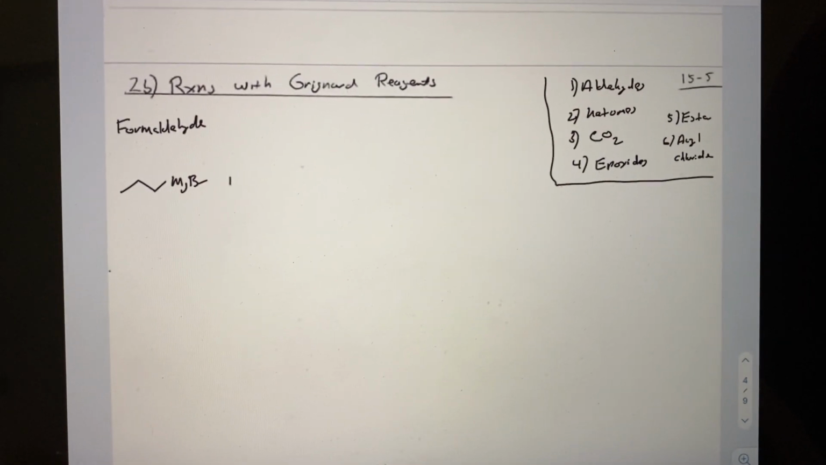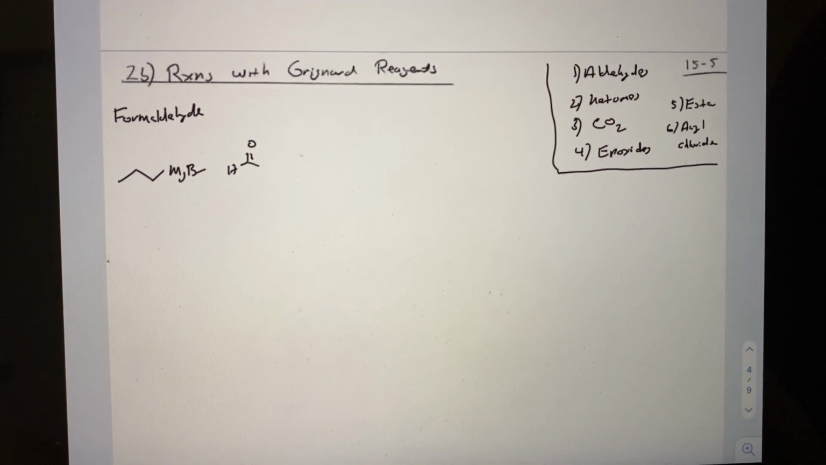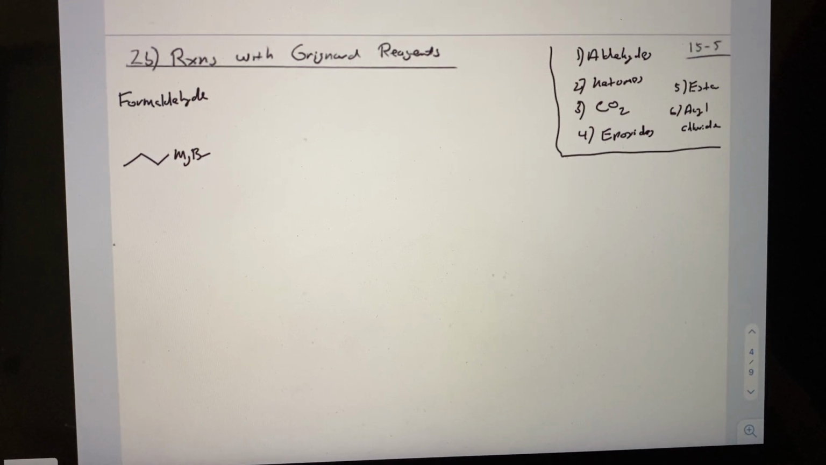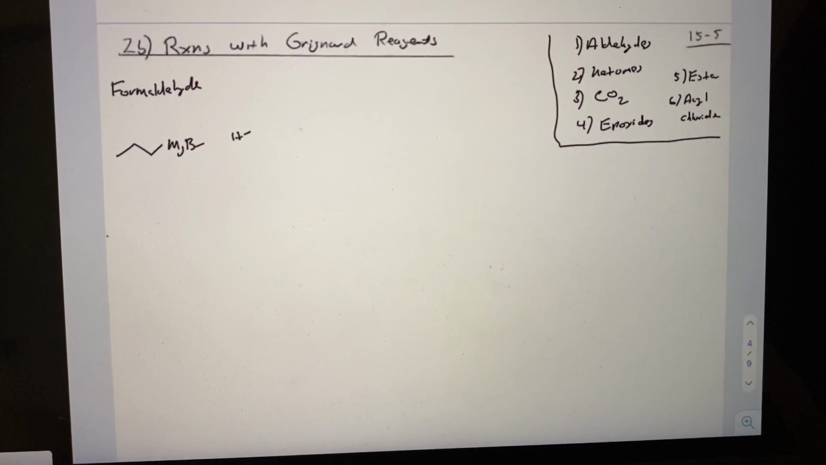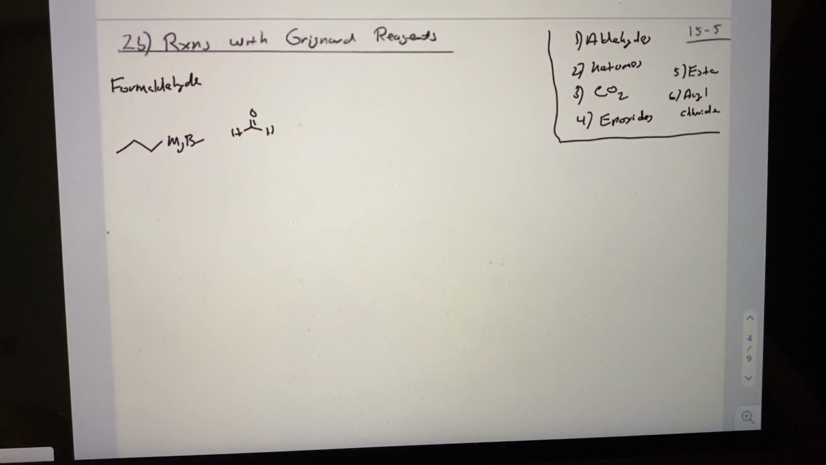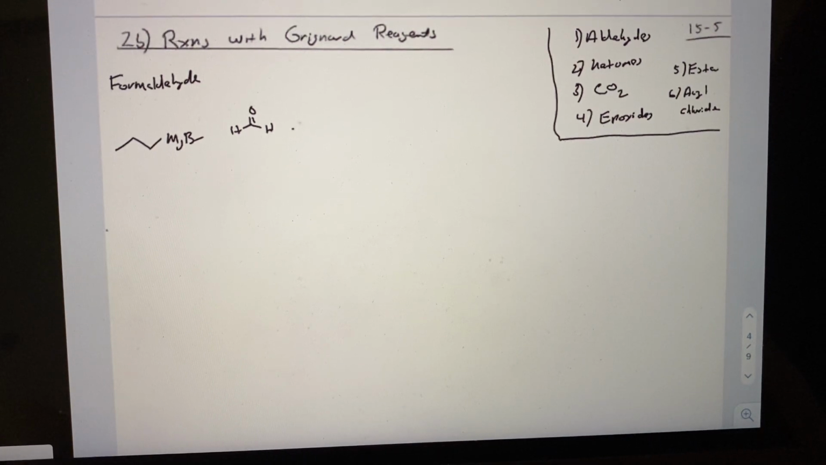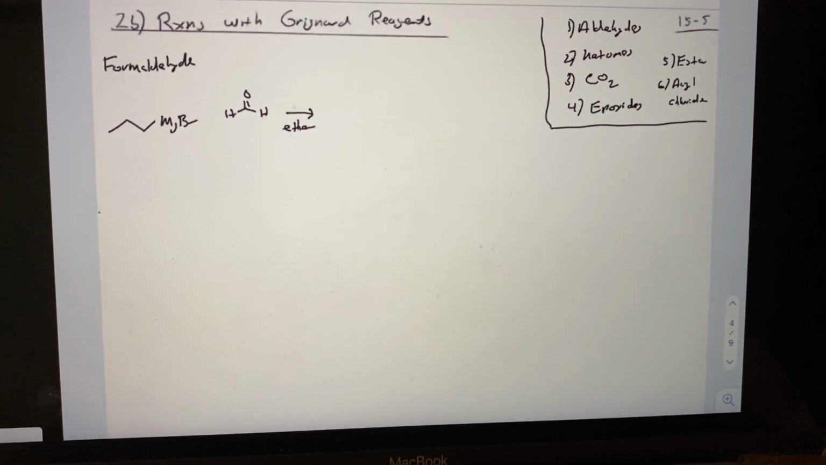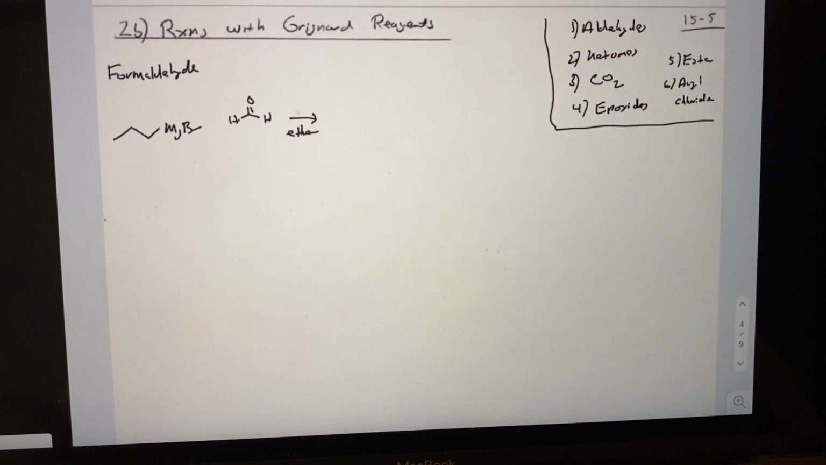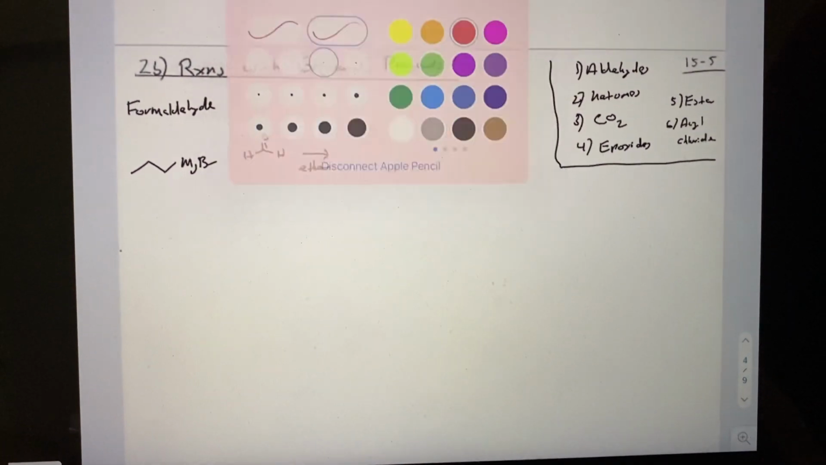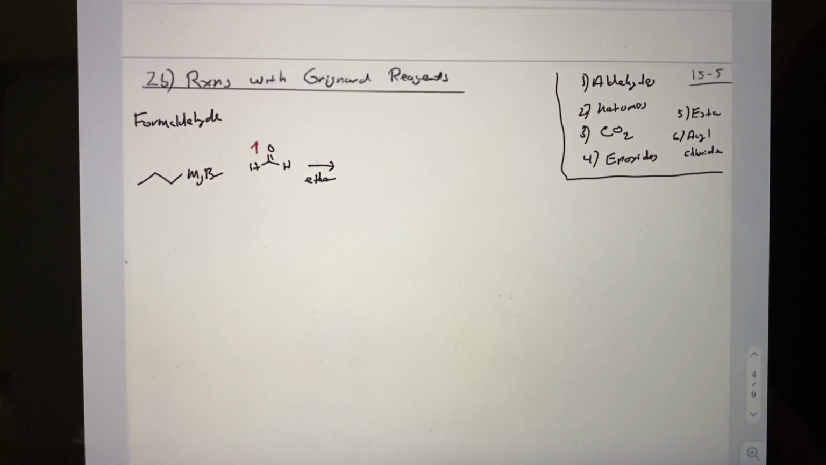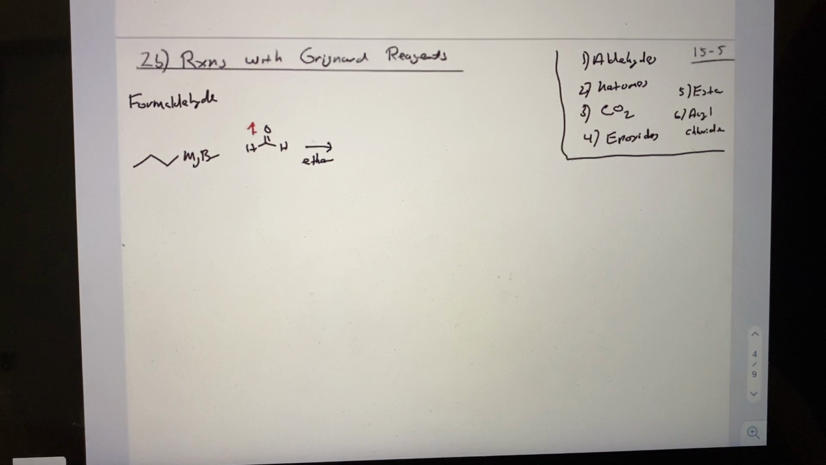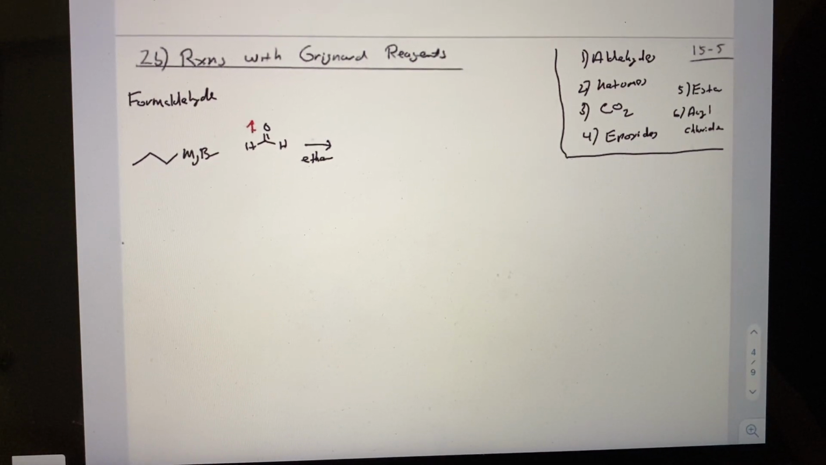And let's react this with formaldehyde, and we'll do this in the presence of ether as our solvent. Well, when we think about the mechanism of this, as we've seen now, this carbon has a dipole, so this carbon is our electrophile of the aldehyde. Formaldehyde has 2 hydrogens here.